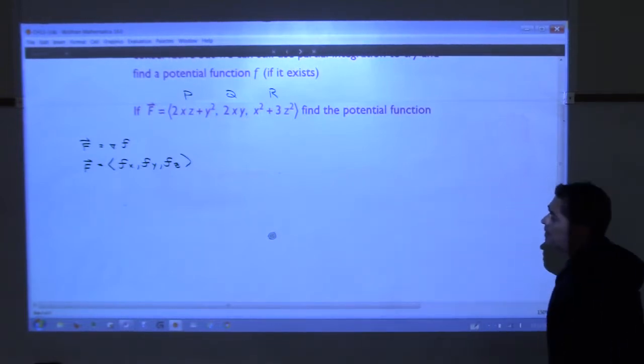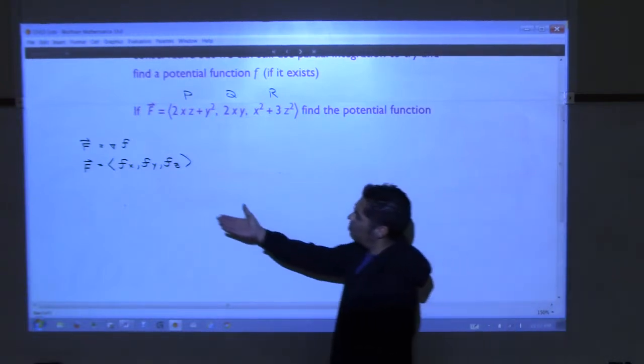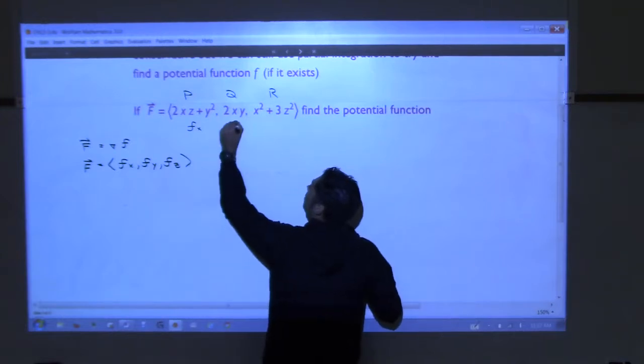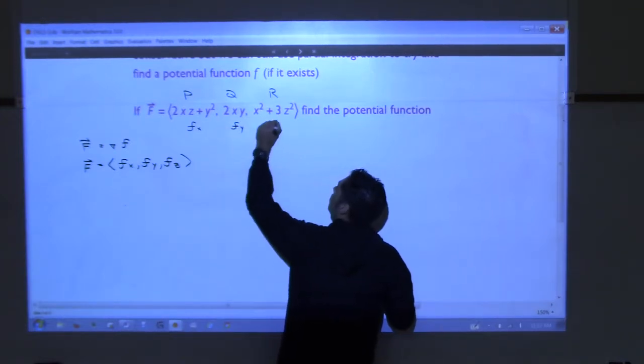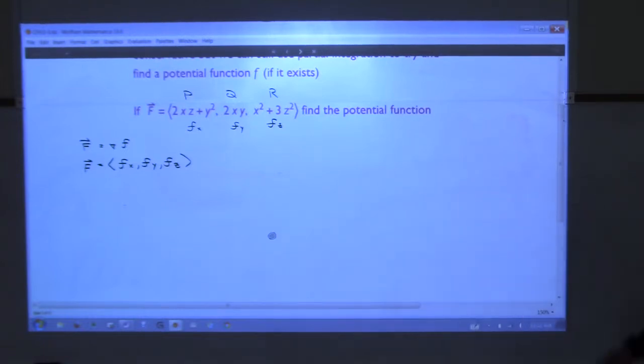All right, so let's see. How about we do what we did earlier? We know if this is true, then this one has to be the partial of little f with respect to x, this one would have to be the partial of little f with respect to y, and that one would have to be the partial of little f with respect to z, right? That's what it would take.